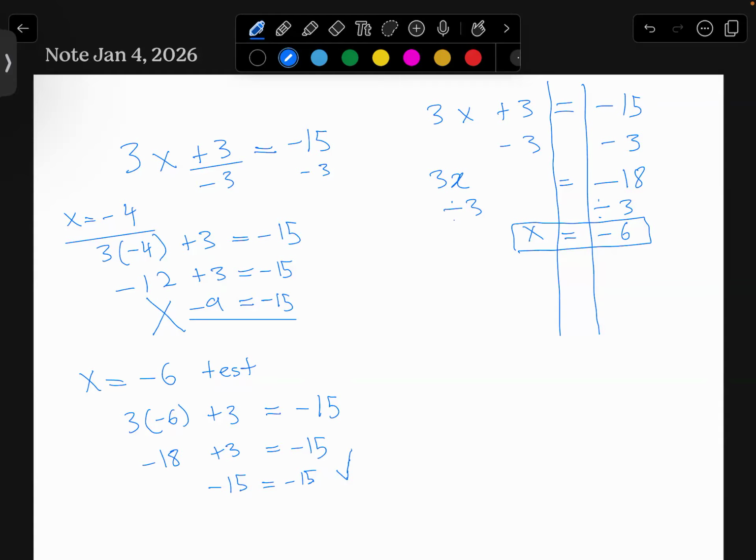So negative 4 is the wrong answer. Negative 6 is the right answer. Yes, they need to understand it once more. Okay.